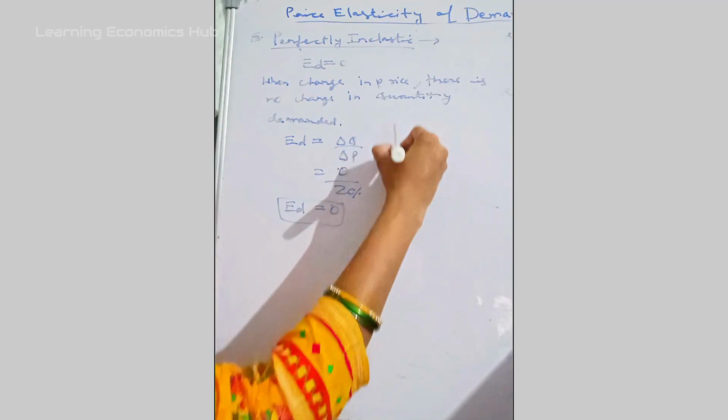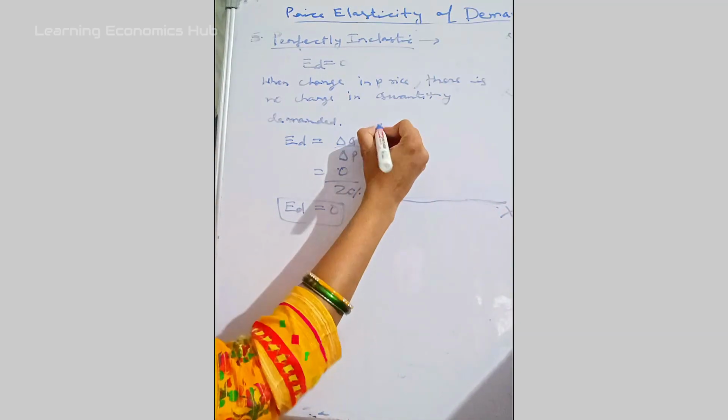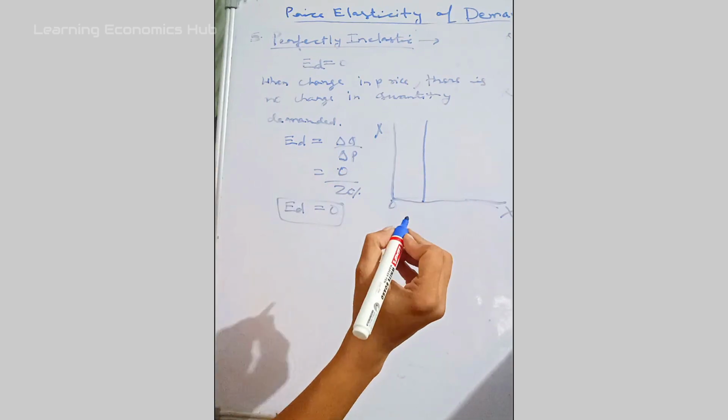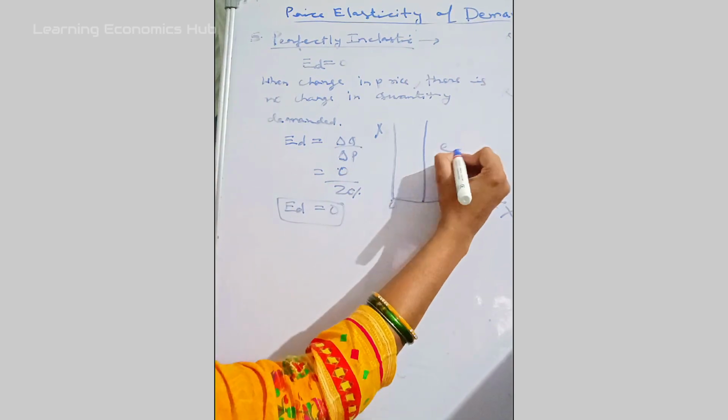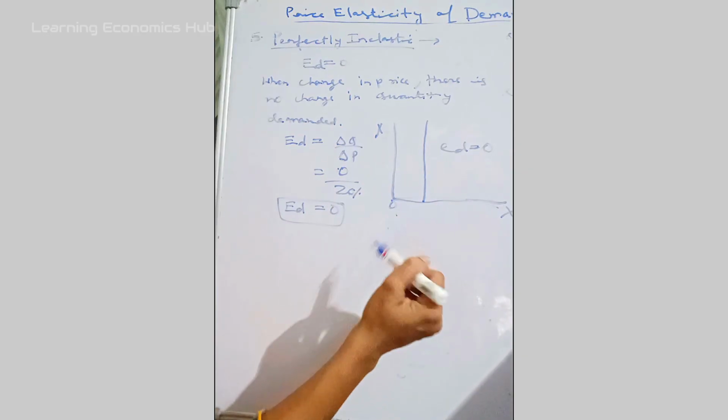Diagrammatically, this is x-axis, 0, y-axis, and a vertical line. We will draw it here. ED is equal to 0. When there is a change in price, there is no change in quantity.